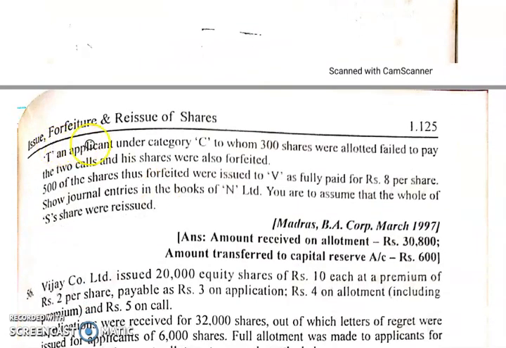The next one: T, an applicant under category C, to whom 300 shares were allotted, failed to pay 2 calls and his shares were also forfeited. So he comes under category C, and this proportion based on the ratio we need to calculate. 500 of the shares thus forfeited were issued to V. So from the total 700 shares, they are reissuing only 500 shares for ₹8.